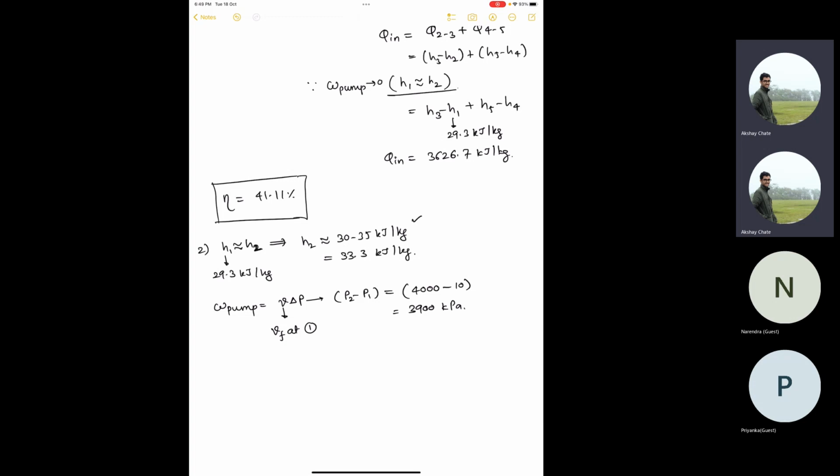So this is a typical problem that you will face related to the Rankine cycle. There are various versions of it, but more or less it will be similar only. There was one problem in the 2008 GATE exam, again a 2-mark question.